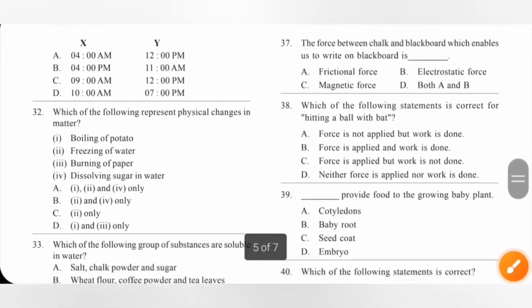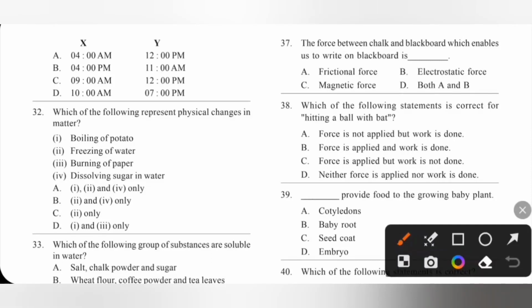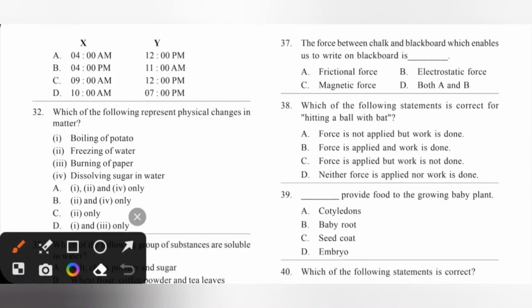Next, 37. The force between chalk and blackboard which enables us to write on blackboard is dash. A, frictional force, B, electrostatic force, C, magnetic force, D, both A and B. So the force between chalk and blackboard which enables us to write on blackboard is frictional force. Okay, so option A is the correct answer.